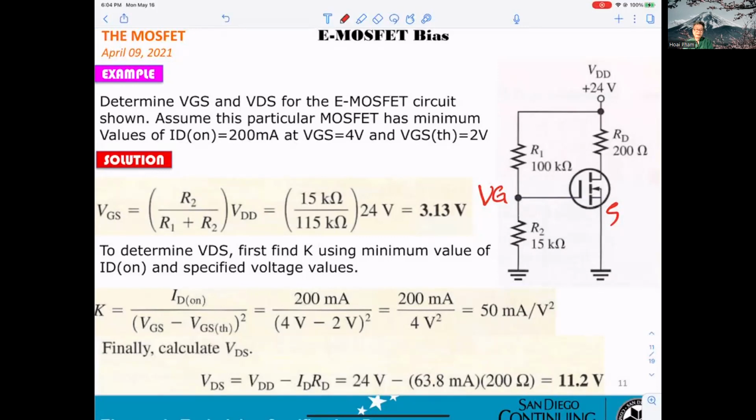Now you can see a little better how to deal with the MOSFET. Any question?